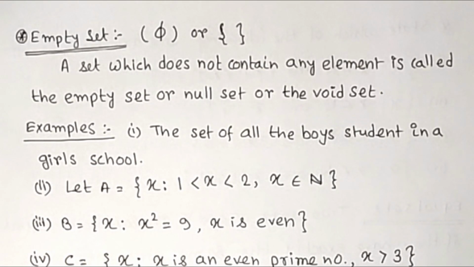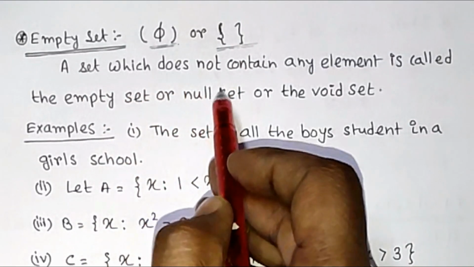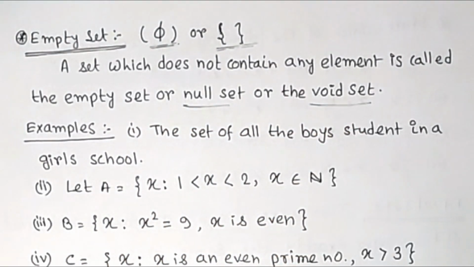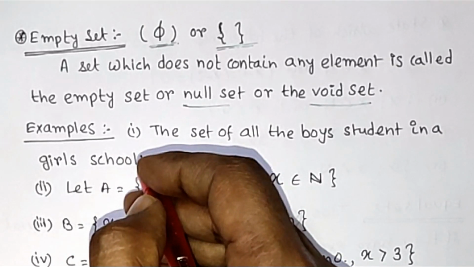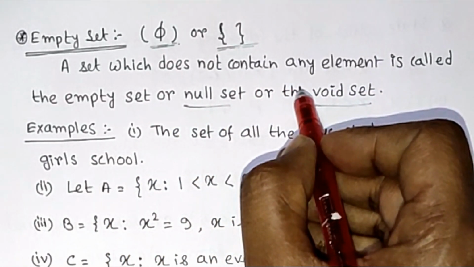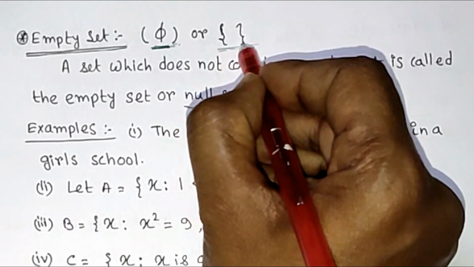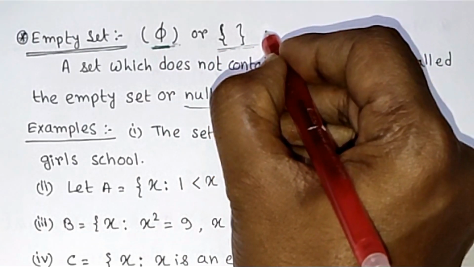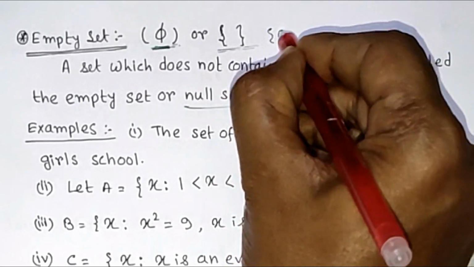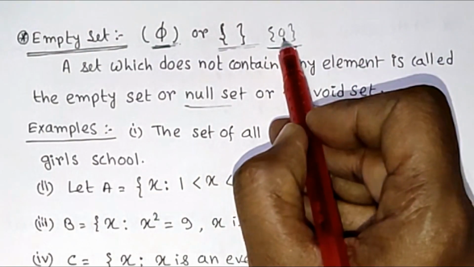So let's start with the empty set. The empty set is denoted by phi or curly brackets. A set which does not contain any element is called the empty set or null set or void set. So which set is said to be an empty set? The empty set is that set in which no element exists, and it is denoted as phi or only curly brackets. Often students make a mistake when writing the empty set. They say empty set means no elements, no elements means 0. So some students may make a mistake and write the empty set as 0 in curly brackets.